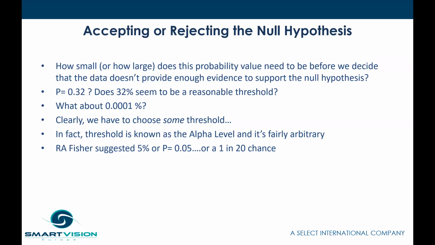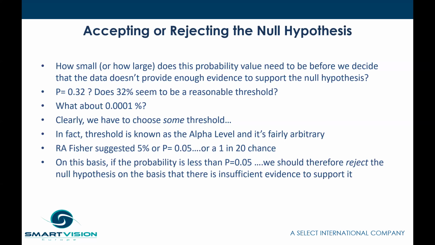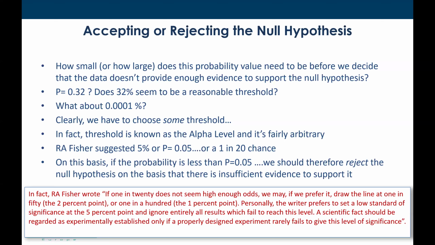If the p-value was less than 0.05, they rejected the null hypothesis. And if it wasn't less than 0.05, they didn't reject the null hypothesis. Now, in fact, if you look at what R.A. Fisher said, rather than just rejecting the null hypothesis at p equals 0.05, he said, if 1 in 20 does not seem high enough, we may, if we prefer it, draw the line at 1 in 50, 2%, that would be p equals 0.02, or 1 in 100, that would be p equals 0.01.